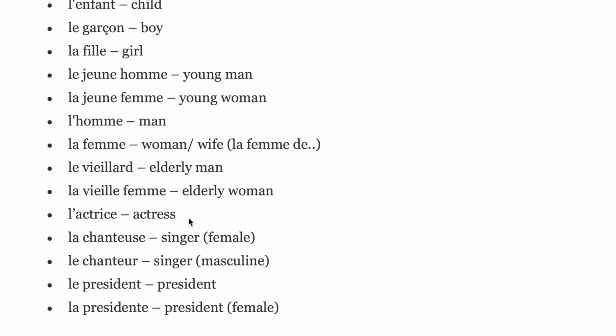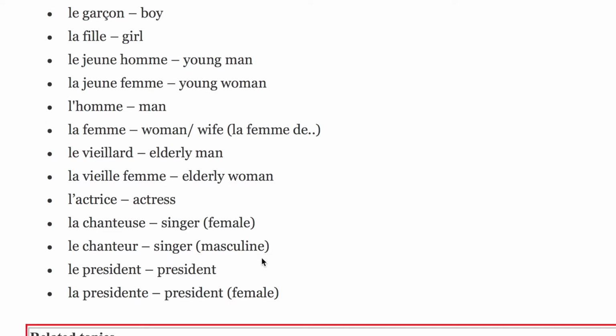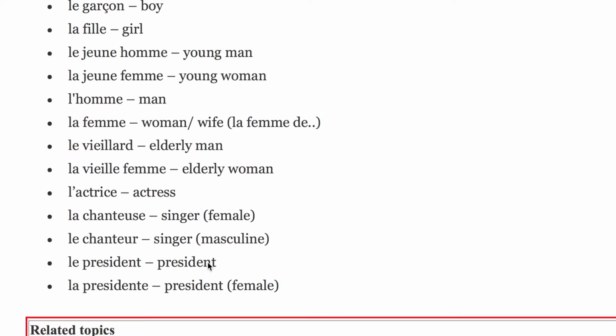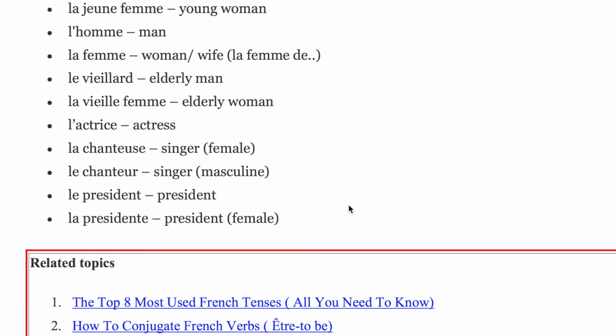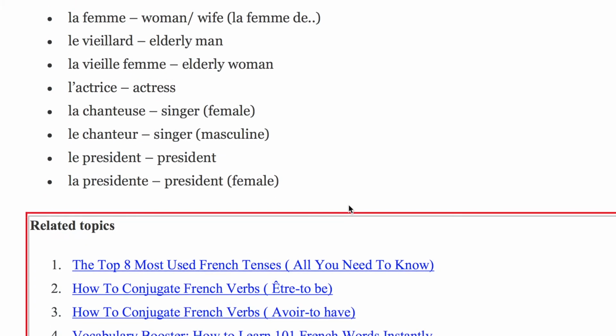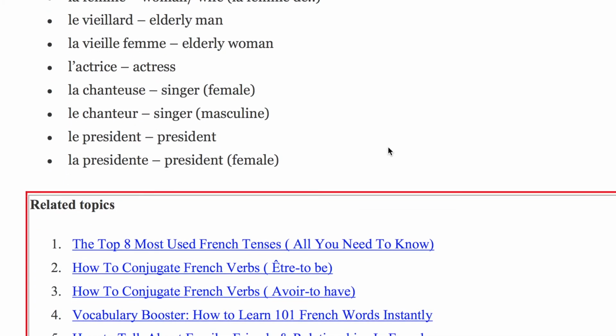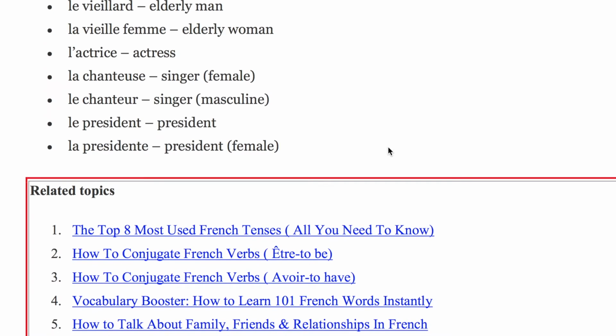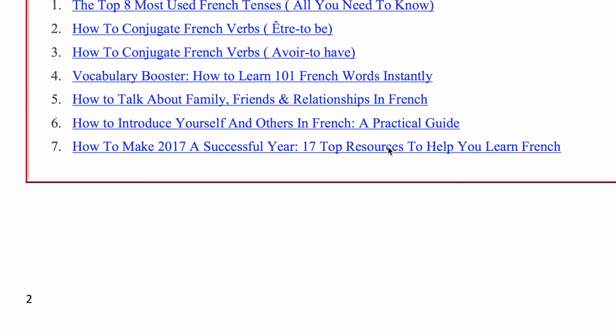L'actrice, actress. La chanteuse, singer, female. Le chanteur, singer, masculine. Le président, president. La présidente, president, feminine. You can also use the noun of the person you are referring to. So, for example, if you're talking about me, you would say Maria. Now, if you're talking about Sarah, you would say Sarah.